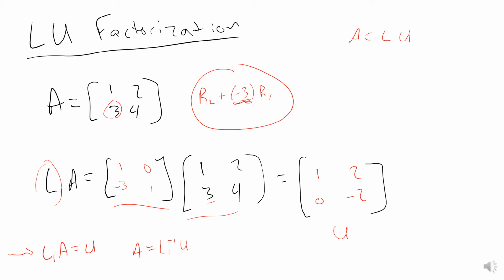So L1 inverse, let me write that down for you real quick. Again, in your reading, they told you that this is pretty easy to find. Take L1, keep those 1s along the diagonal, and change the -3 to +3. So L1 inverse, in this case, is the matrix 1, 0, 3, 1.